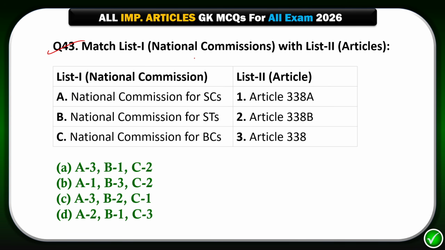43. Match list 1, National Commissions with list 2 articles. National Commission for SCs, STs and OBCs. National Commission for SCs, Article 338B. National Commission for STs, Article 338A. And National Commission for OBCs is Article 338.